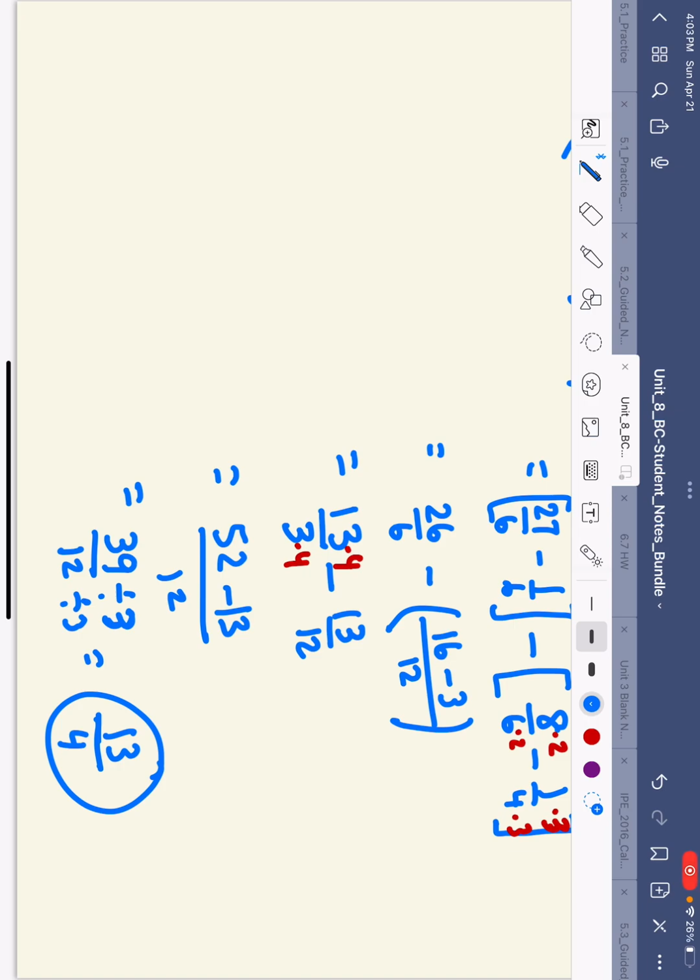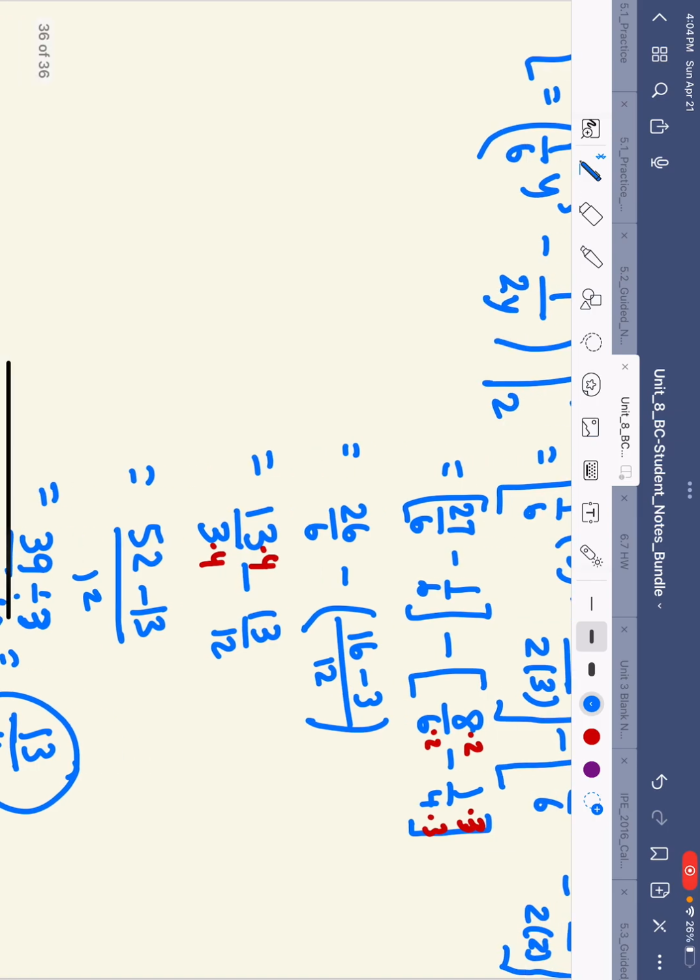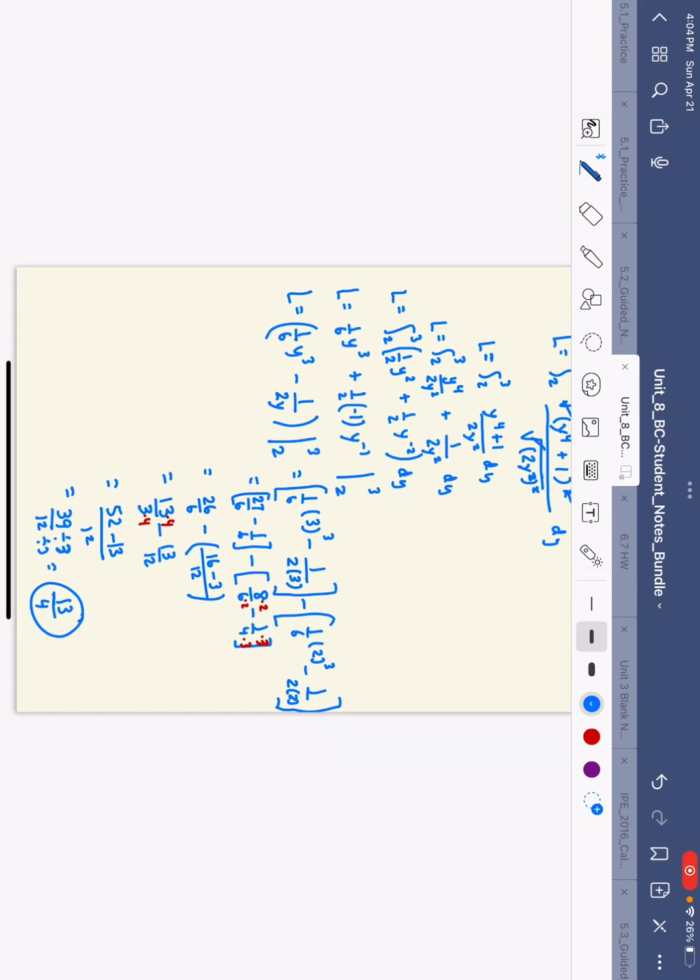Okay, so our final answer then is 13/4 for the length along the curve of that f of x function from 2 to 3, okay, 13/4 units. All right, I think that's it, and now you should be able to do that 8.8 homework. Thank you so much.